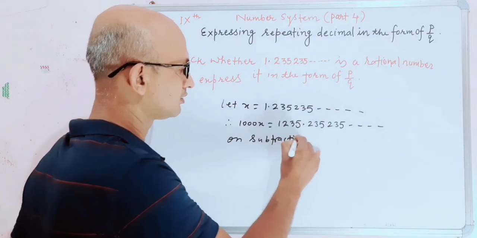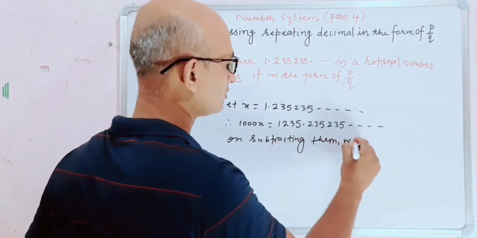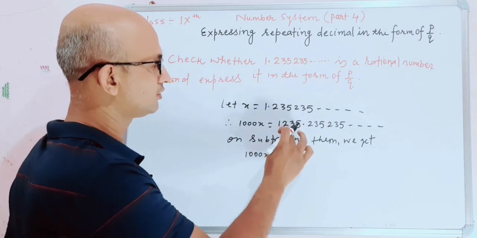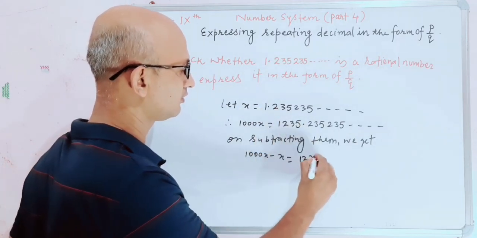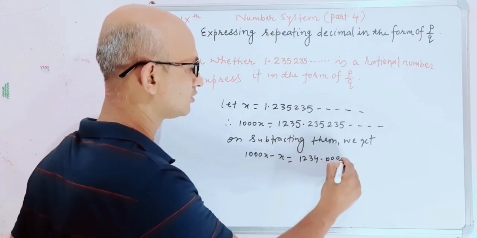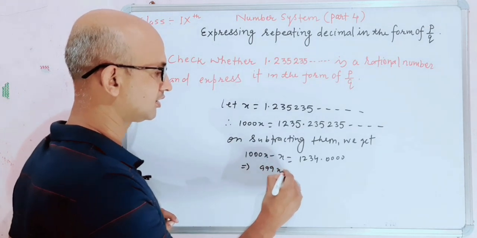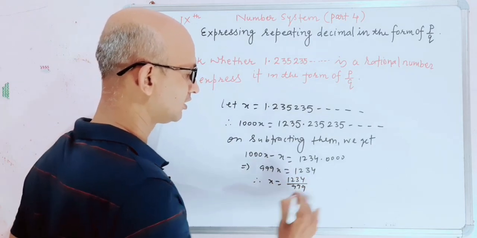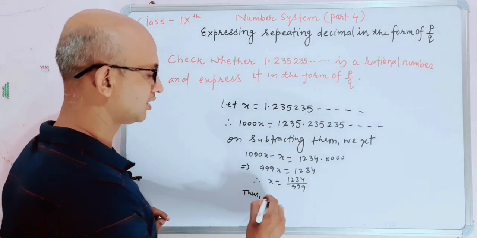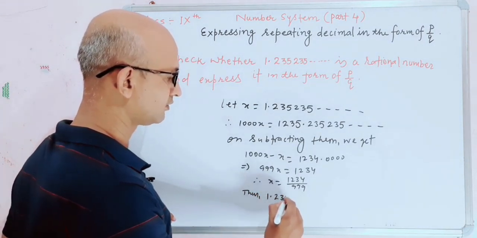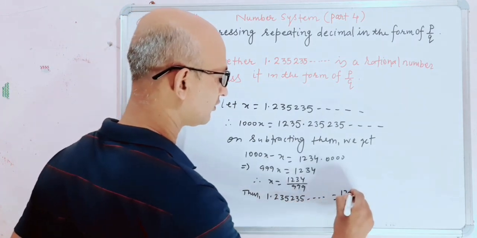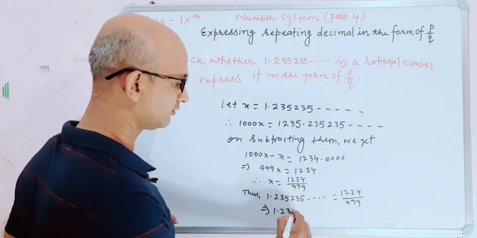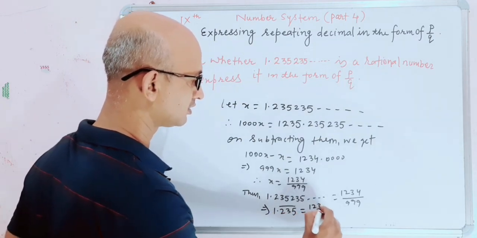On subtracting them, we get 1000x minus x equals 1235 minus 1, that is 1234, and decimal 000, that is 999x equals 1234. So we get x equals 1234 divided by 999, that is we get 1.235235 and so on in the form of p by q. So we can say that 1.235 recurring is a rational number.